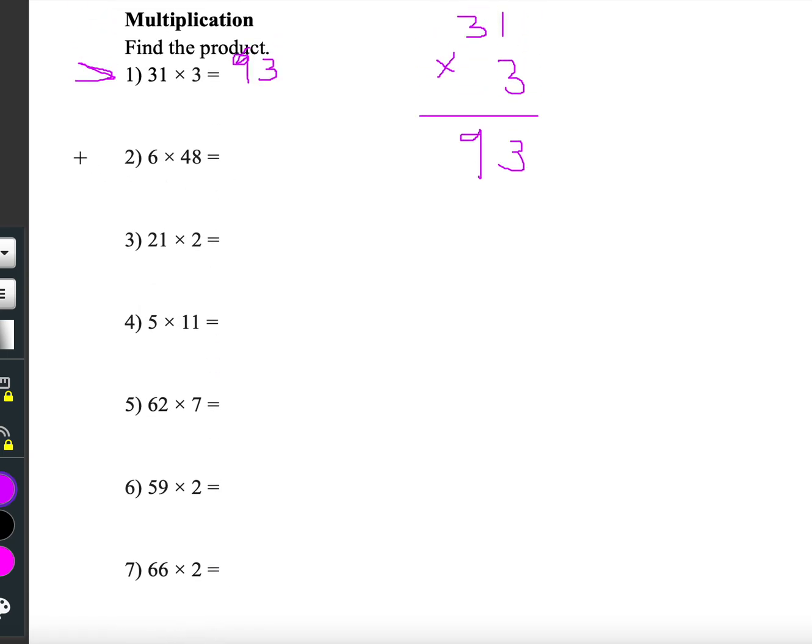Let's try something a little bit harder. Number 2, 48 times 6. So 8 times 6 is 48. Add the 4 here. 4 times 6 is 24. 24 plus 4 is 28. So this is 288.